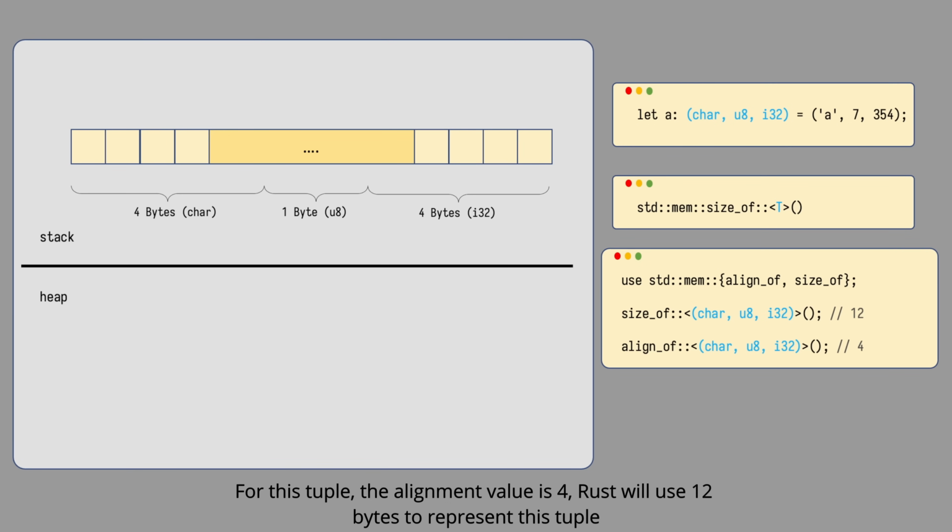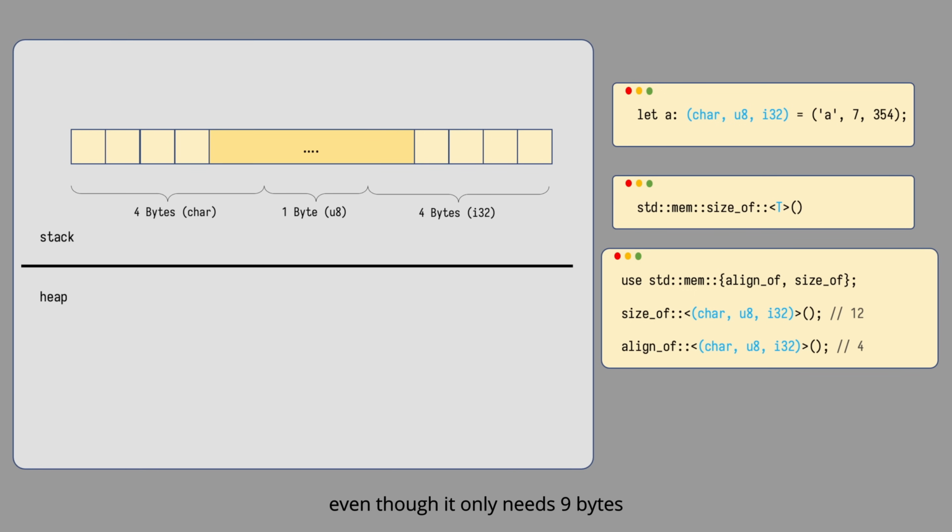For this tuple, the alignment value is 4. Rust will use 12 bytes to represent this tuple even though it only needs 9 bytes. An extra 3 bytes will be added as padding.